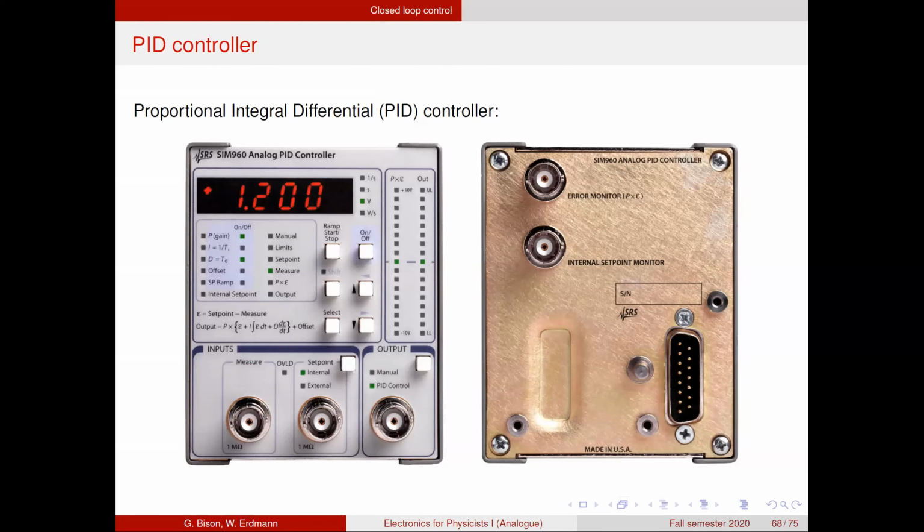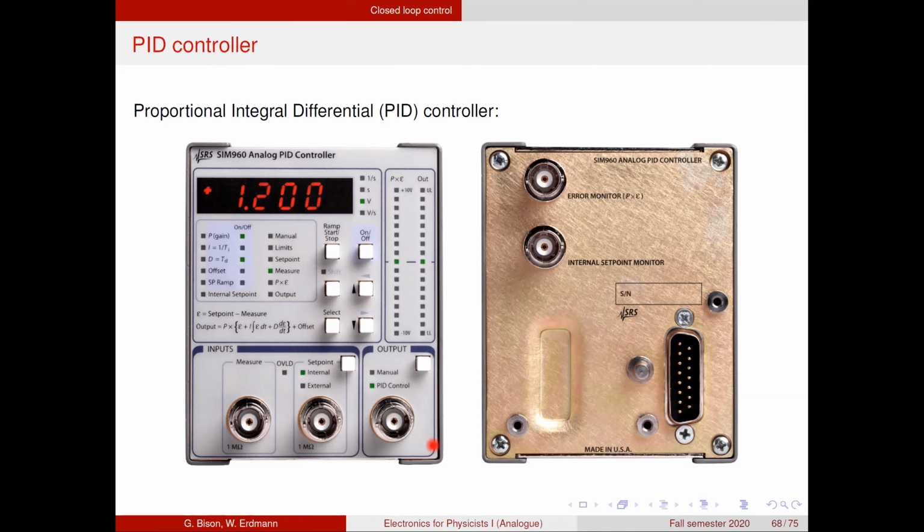If we go a bit more to laboratory equipment, this kind of control is done with a PID controller, and PID stands for proportional integral differential. And in a minute, we will see what that is. And here you see a nice example of such a device. It's a small electronic box with an input. It's called measure here. Then you have an input for the set point, and you can choose if you want this external set point voltage, or if you want to specify the set point internally using the digital interface here.